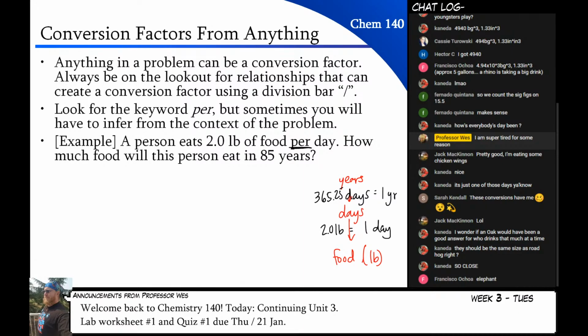All right, so let's set up our problem. Let's turn 85 years into days. So those cancel out. And then we've got days, and then food. Oops, I don't really want to write that unit that way. Let's just write pounds. There we go, that's what I wanted.